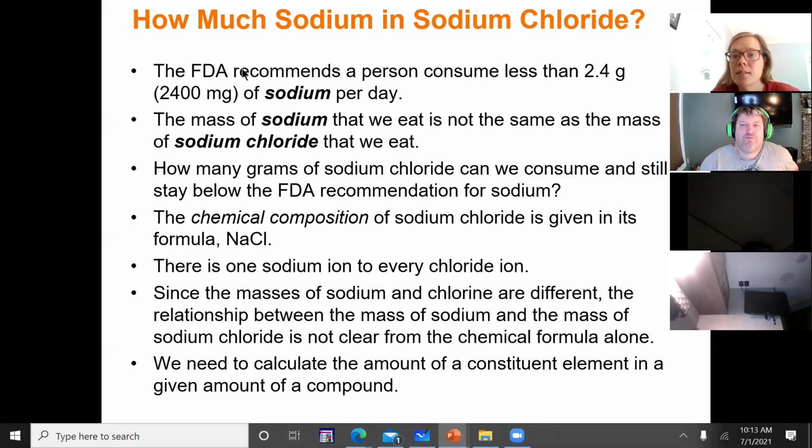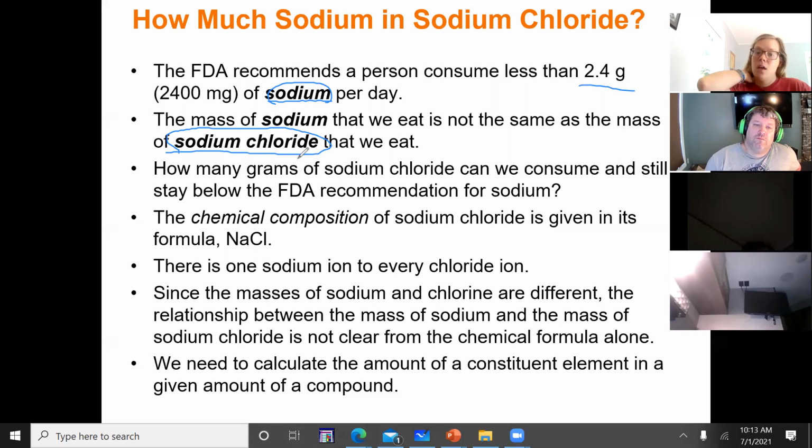The FDA recommends that you consume less than 2.4 grams or 2,400 milligrams of sodium in a day. So 2.4 grams of sodium. Now that does not mean that you need to eat 2.4 grams of salt, because this is a measurement of how much sodium we need, but it's involved within this whole compound sodium chloride. So it's like, well, how much salt do we get to eat? If I need 2.4 grams of sodium, how much salt can I have? That is a process that we're going to figure out how to do.